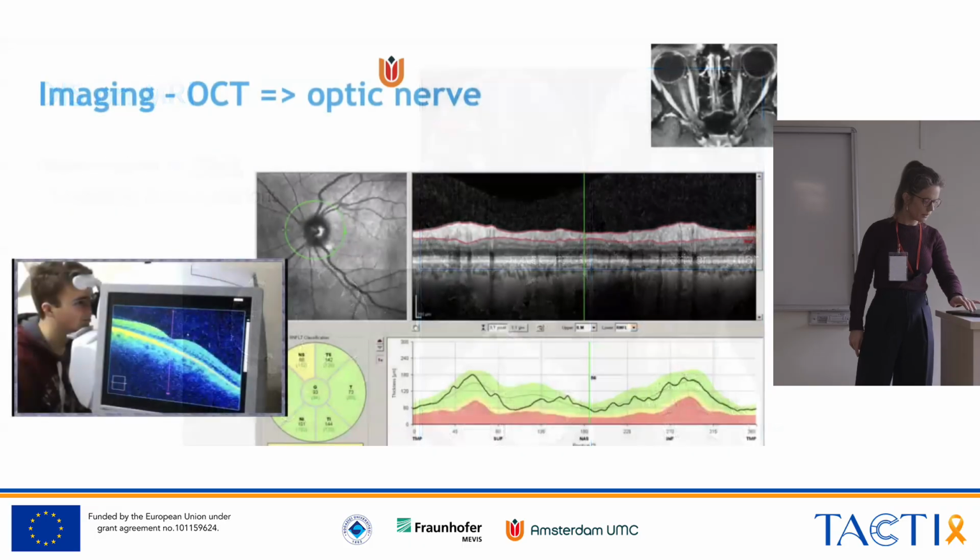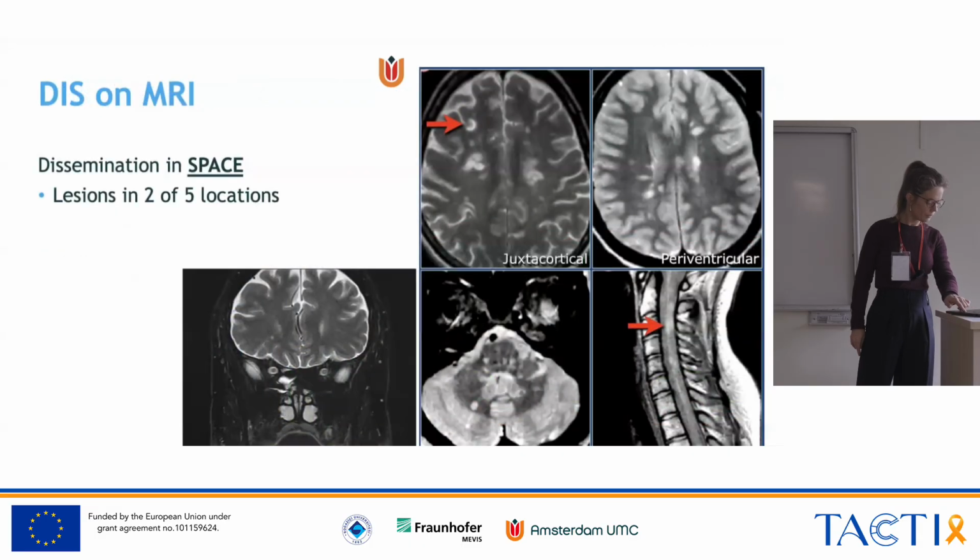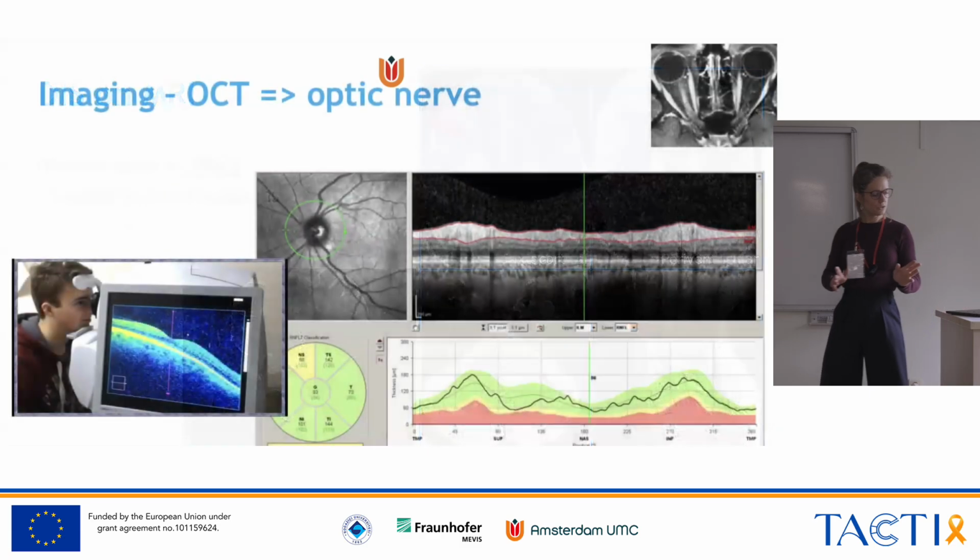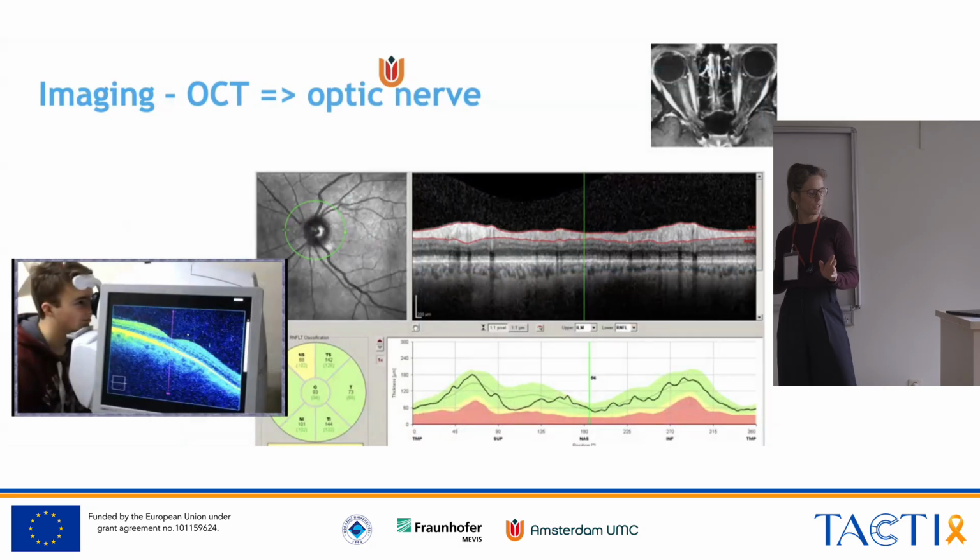And then, in addition to dissemination in space on MRI, we now also need to look at the optic nerve, because the optic nerve can also be included in the dissemination in space. And we were discussing the OCT.